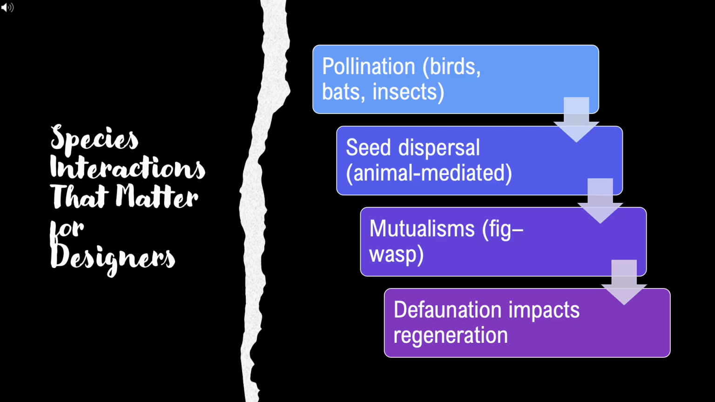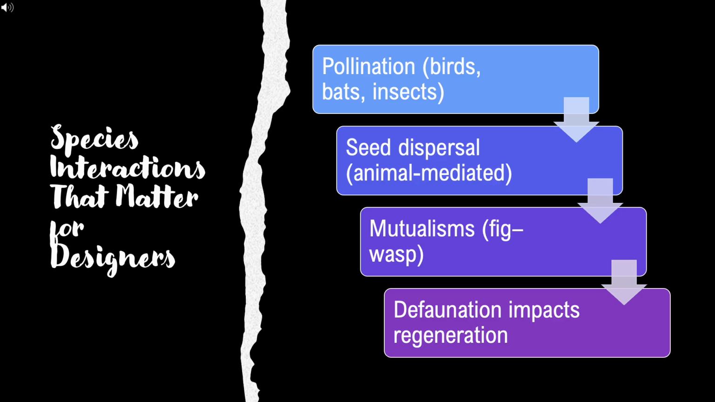Seed dispersal. Most large tropical trees depend on animals to move their seeds. Monkeys, hornbills, elephants, large frugivores carry seeds away from their parent trees, which, remember the Janzen-Connell effect, is crucial for successful germination. In fragmented landscapes where large animals are absent, seed dispersal breaks down. Trees can't regenerate naturally. This is called defaunation, and it's a serious and often invisible form of ecosystem degradation.